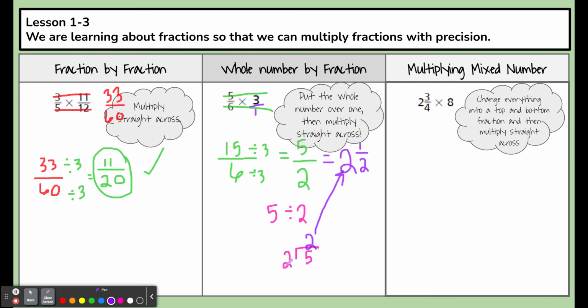Let's multiply. 2 times 2 is 4. Subtract. I get 1 left over. That 1 becomes my numerator. It's what's left over, the top part of the fraction. And don't ever mess with the denominator. The denominator stayed the same. So 5/2 is the same as 2 and 1/2. Let's try the last one.